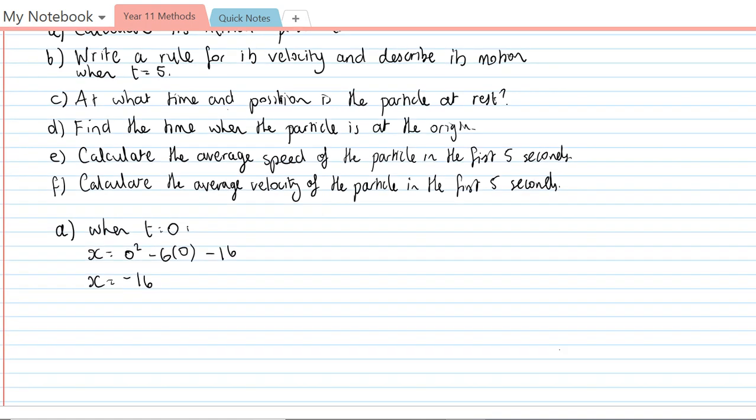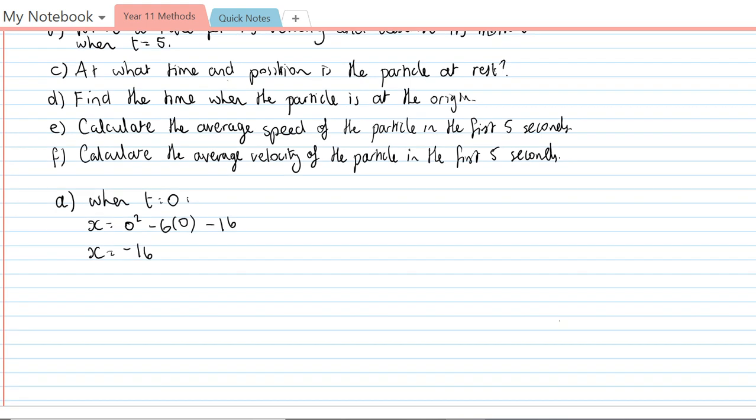And we have to interpret this. So the convention is that if we get a negative answer, it means that the particle is to the left. And if we get a positive answer, it means that the particle is to the right of the origin. Same with velocity. If we had a negative answer, it would mean that the particle is moving to the left. If we had a positive answer, it means the particle is moving to the right. So the particle is 16 meters to the left of the origin.